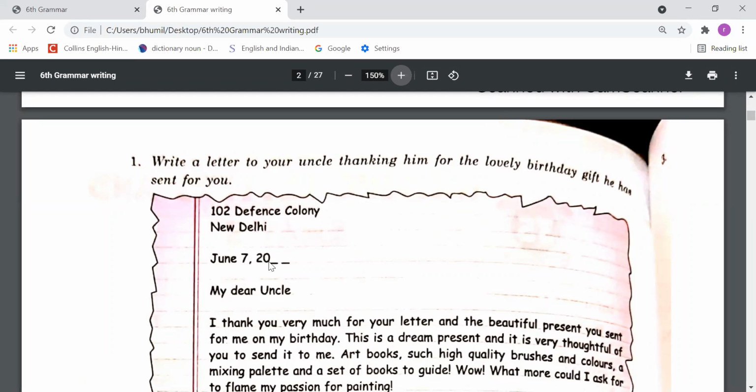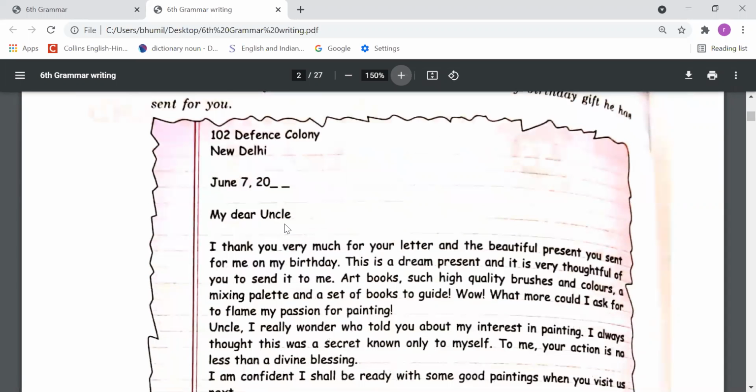My dear uncle, I thank you very much for your letter and the beautiful present you sent me for my birthday. In this sentence, the author is thanking his uncle for giving him a beautiful birthday gift. This is a dream present. The author is saying it is his favorite gift, and it is very thoughtful of you to send it to me, because you have sent it to me.